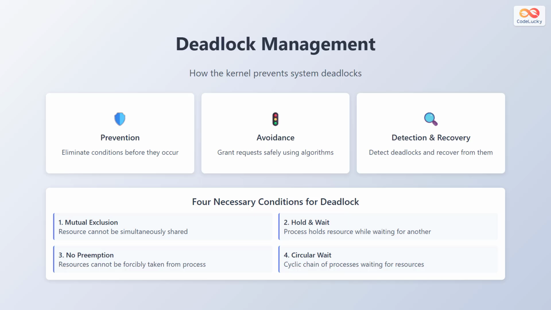For a deadlock to occur, 4 conditions must exist simultaneously. Resources must be exclusive. Processes must hold one resource while waiting for another, resources cannot be forcibly taken away, and there must be a circular chain of waiting. The kernel uses various strategies to prevent these conditions from occurring.